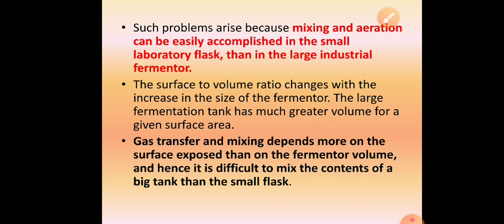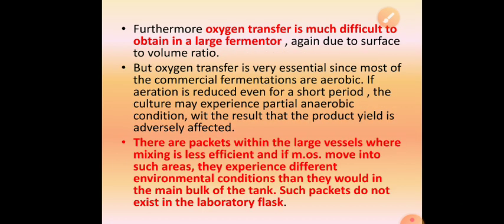What I said: gas transfer and mixing depend more on exposed surface area than on fermenter volume. In a small flask, the volume is less and the surface area exposed is more, so mixing, gas transfer, oxygen transfer, everything is very easy. But in a large fermenter, the volume is more and the surface area exposed is less, and hence gas transfer and mixing is difficult in a large tank. Further, oxygen transfer is much more difficult to obtain in a large fermenter, again due to the surface to volume ratio.